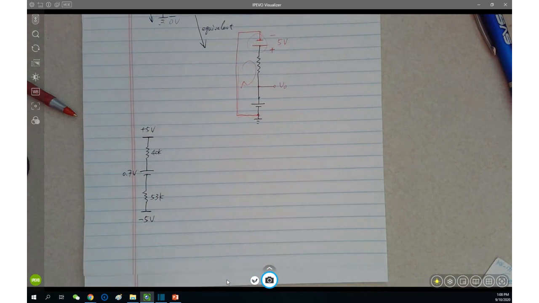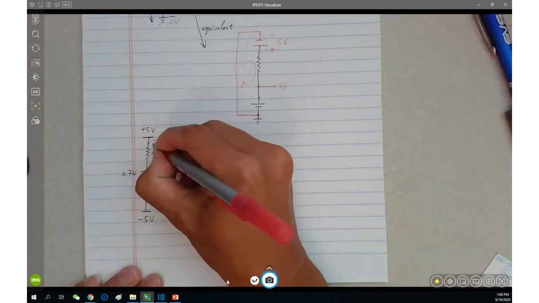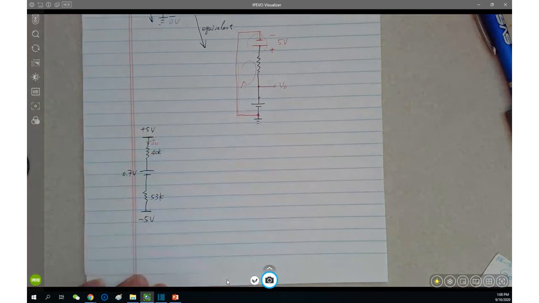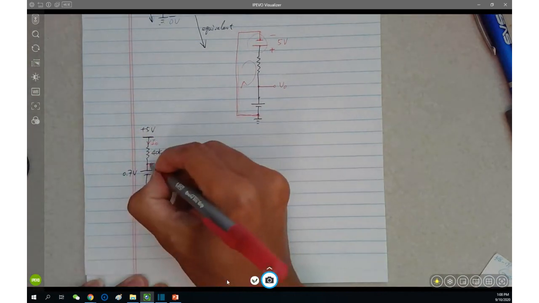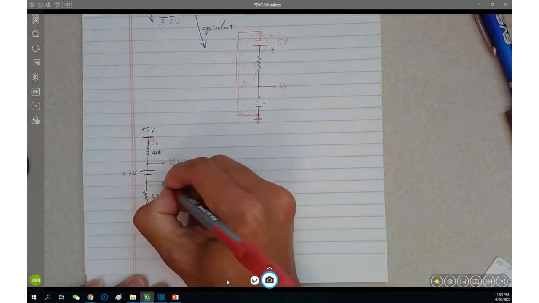Now what we're going to try to find out are I naught, like this, downwards again, V naught 1 and V naught 2.